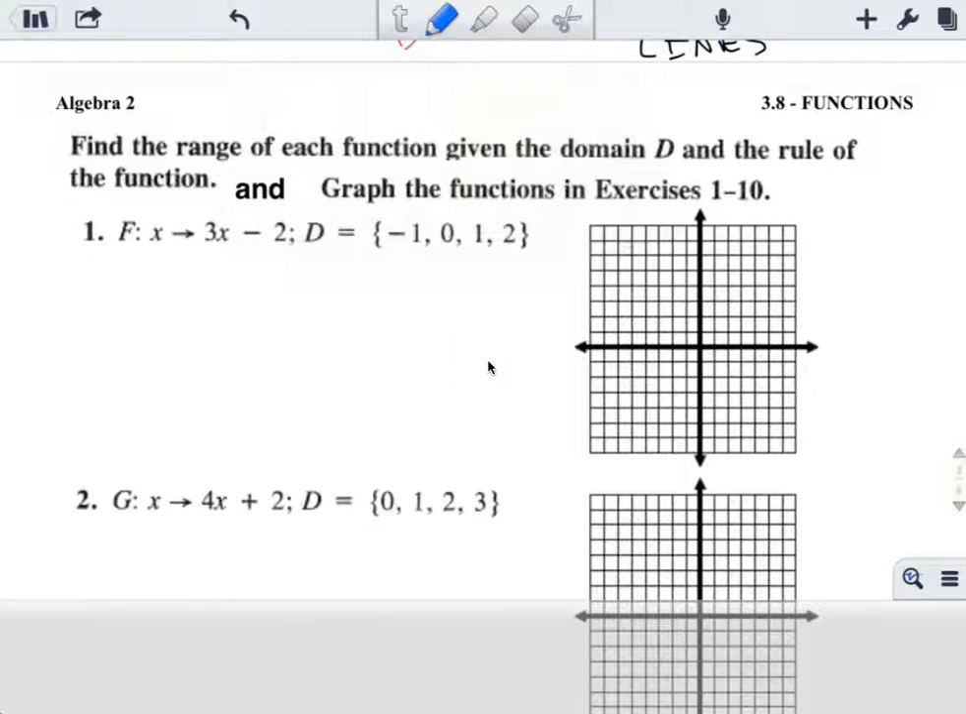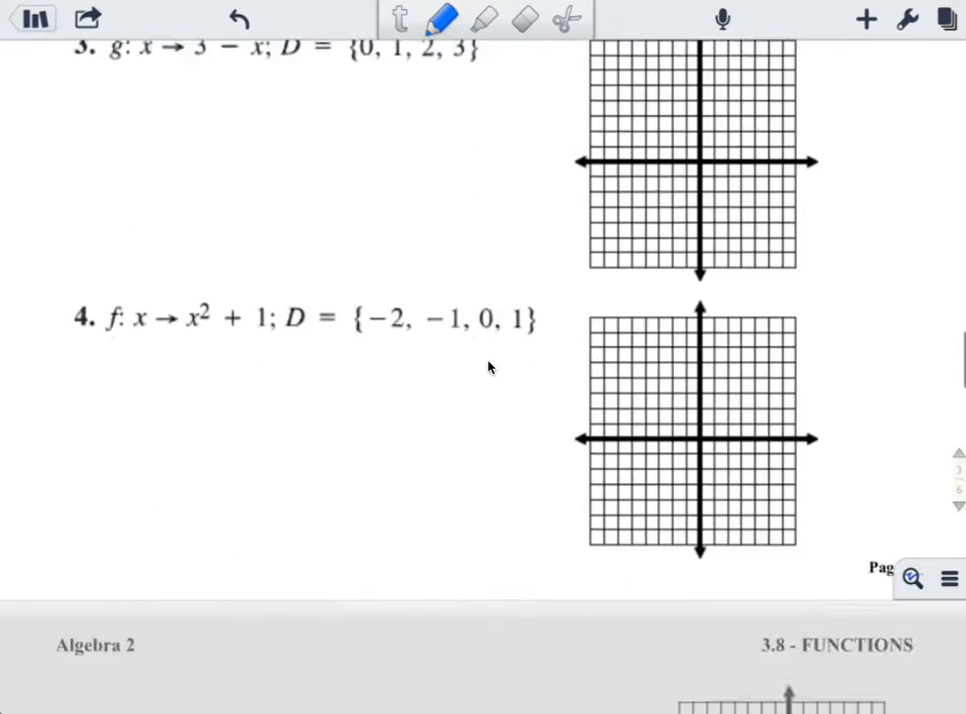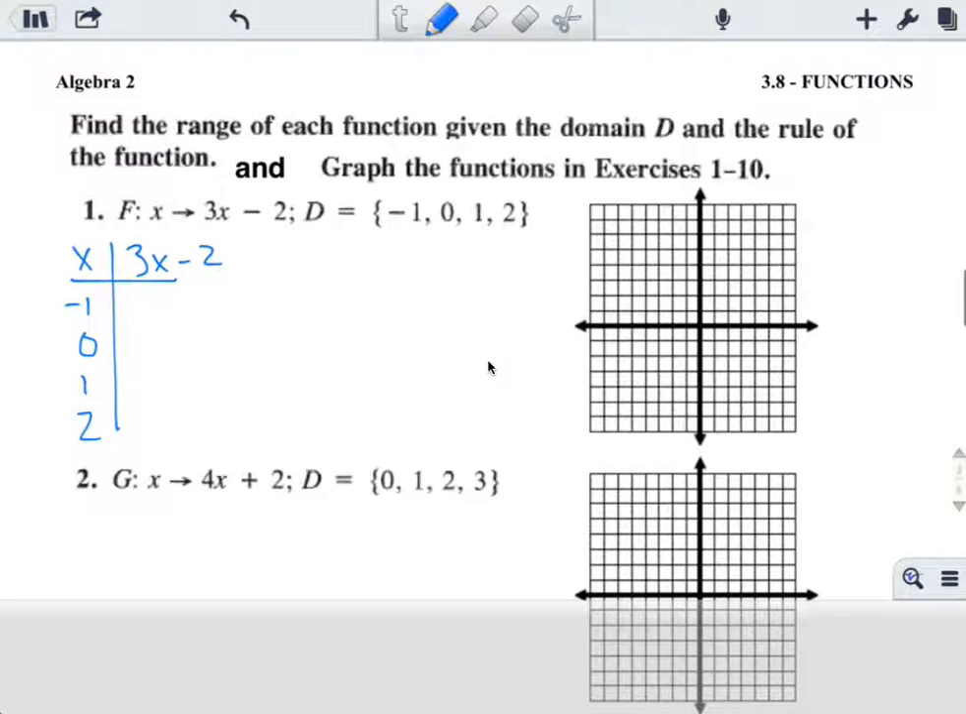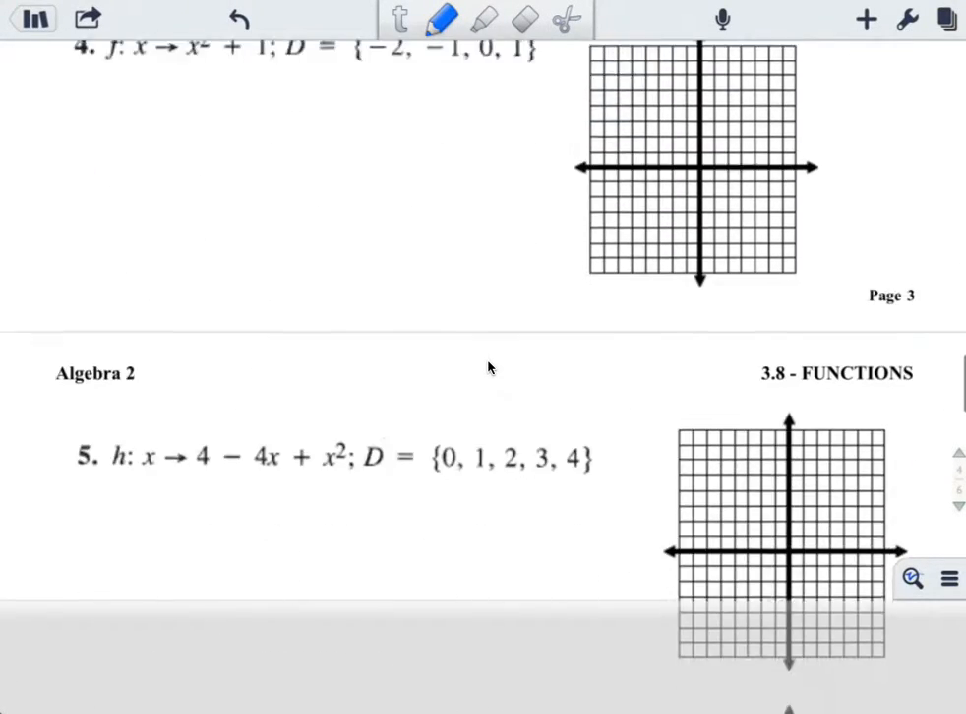What you do is you take your function, you make a table, 3x minus 2, and for each of those you plug in -1, 0, 1, and 2. Now again, we'll do this in class. You'll have time to work on this in class, and then we'll take a quiz on this. Your first 10 problems are to find the range and then to graph the functions. So I'll leave those for you to do. If you want to start on them, you can.